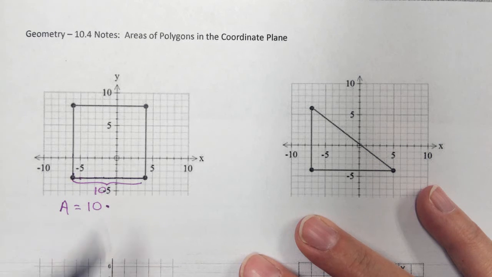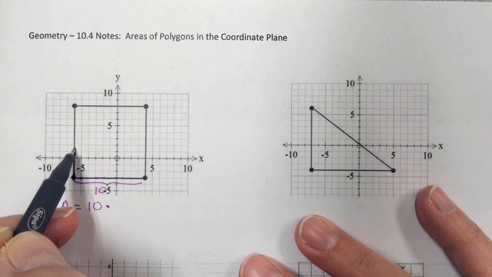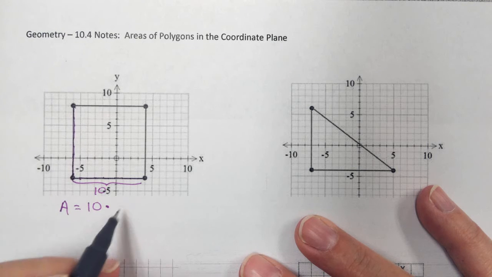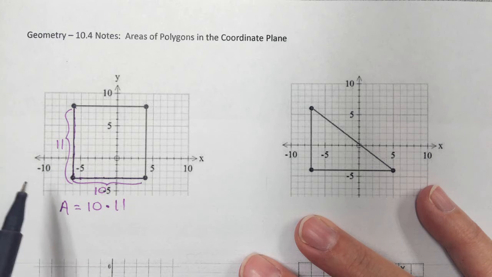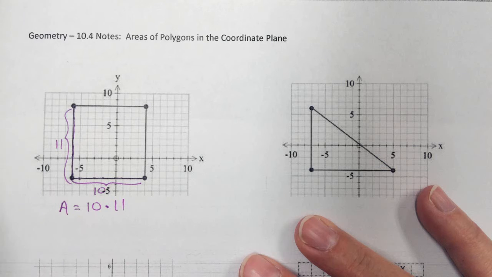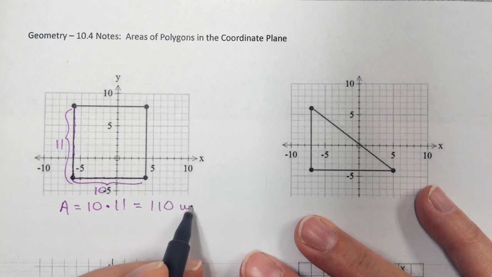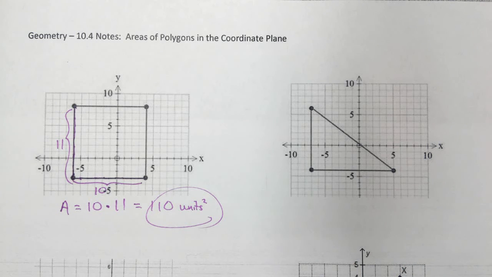And then we need to multiply by how tall it is. So 1, 2, 3, 4, 5, 6, 7, 8, 9, 10, 11 is the height. Or we could do, what's the difference between -3 and 8? And that's 11. 10 times 11 is 110 square units. Done. That is faster than counting all the squares in the figure. Even though it would work, the more efficient method is your time saver.